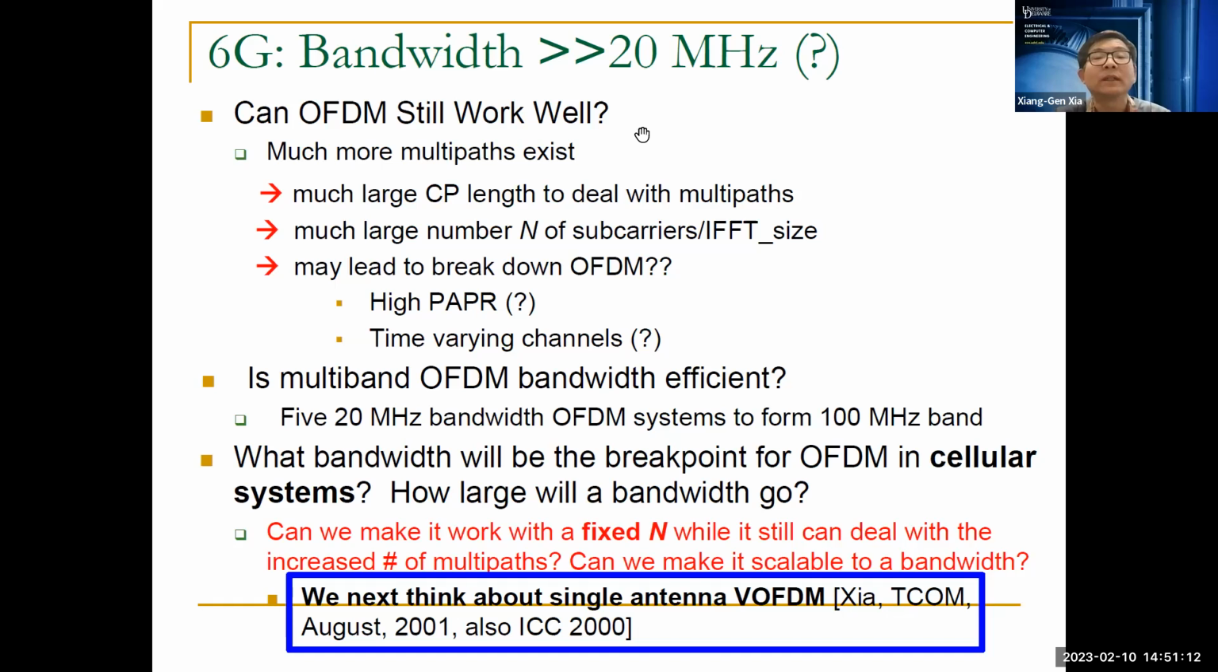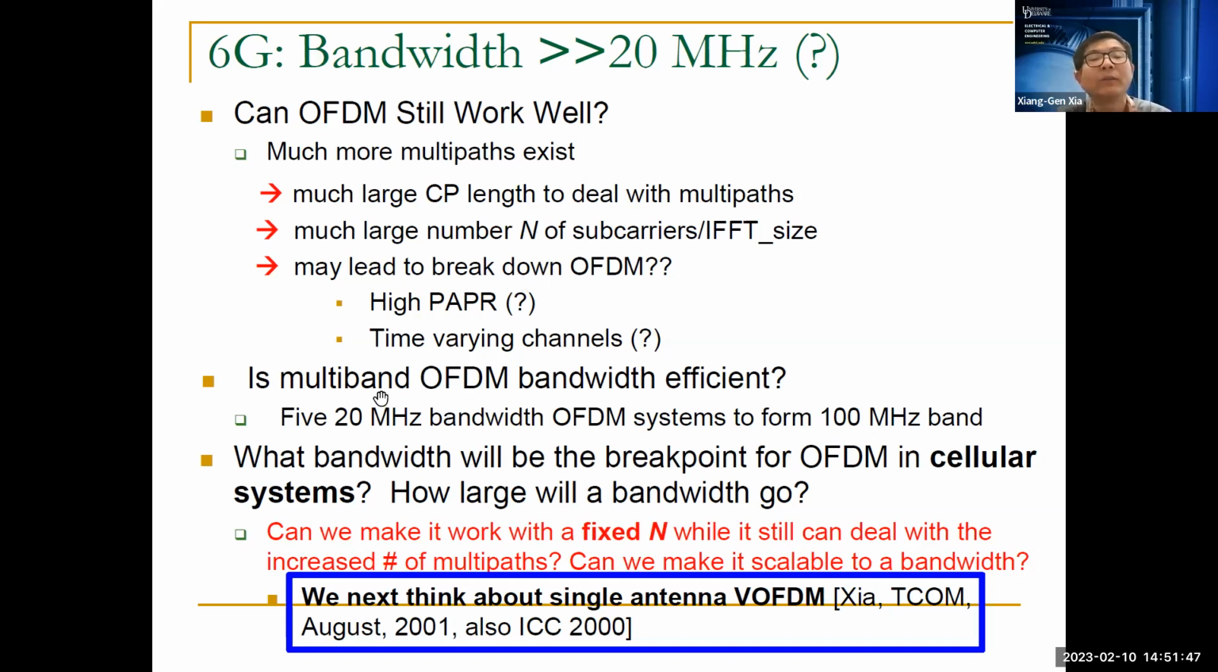Can OFDM still work? Okay, because your bandwidth is much more, then you have many more multipaths, right? And then you need a much larger CP, cyclic prefix, to be added to deal with the multipath. And then in order to make it work, the number of subcarriers, capital N, or the size of the FFT should be higher. And when the number of subcarriers is higher, then you have a higher peak to average power ratio, PAPR, and whether this is a problem, I don't know.